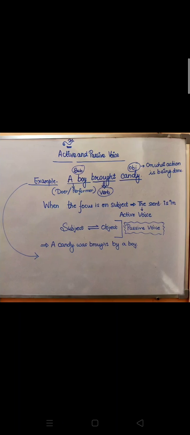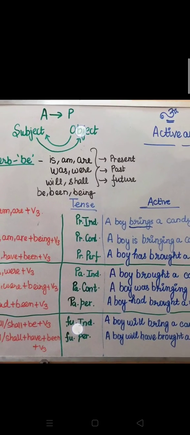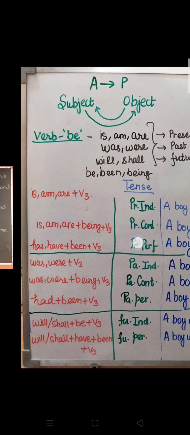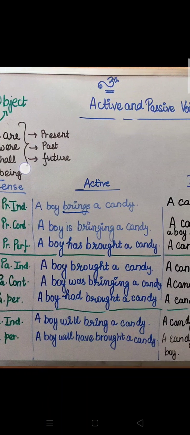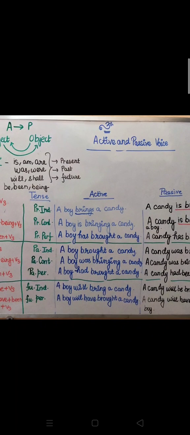So, what we learned? We learned that in perfect tense, we are having has or have plus been along with the third form of verb. Now moving towards past indefinite. Since it is past indefinite, we are going to use the past form of verb.